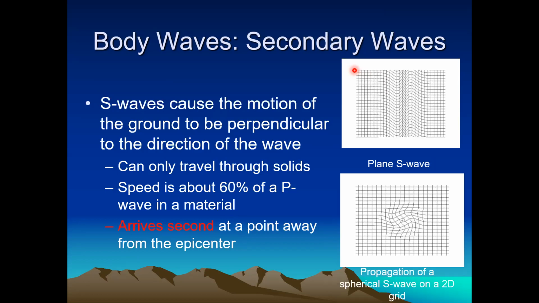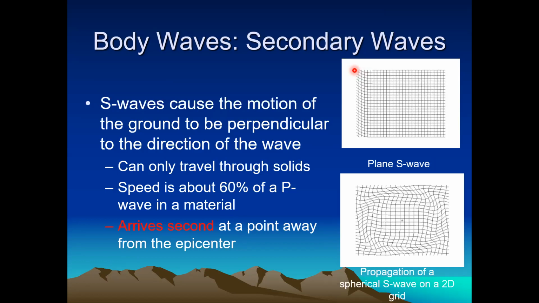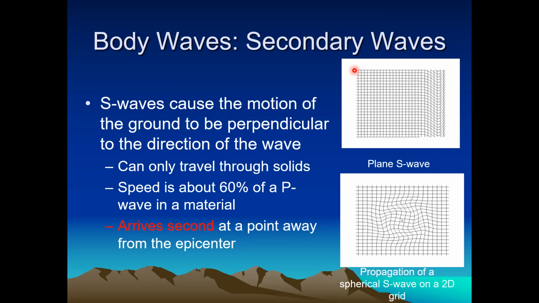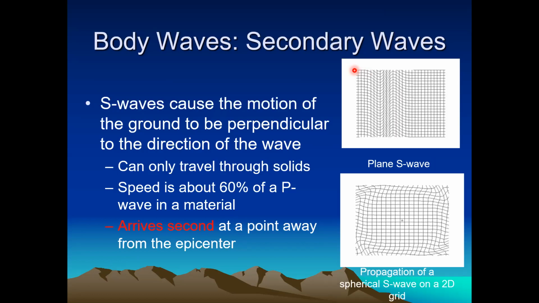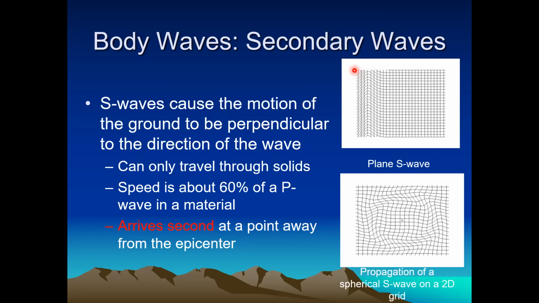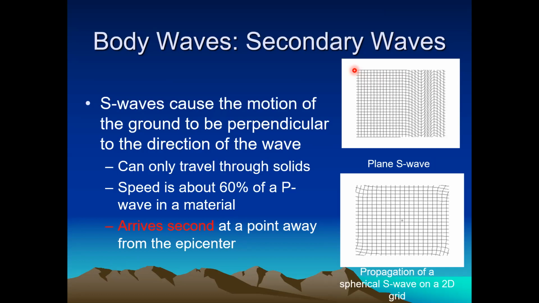These can only travel through solids. They cannot travel through liquid. This is how we know that there's a liquid outer core, because secondary waves will not move through the liquid outer core. I always explain it, scissors. You know, scissors shear things. Have you ever tried to cut water with scissors? No, you can't do that. Water refuses to be sheared. So they can't travel through liquids.